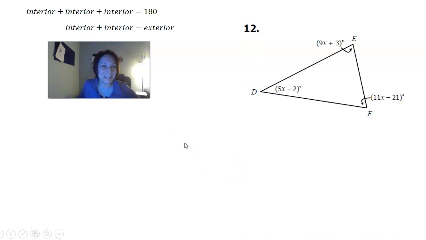are our two shell equations, right? Maybe I'm going to add the three interiors and make them equal 180. Maybe I'm going to do interior and interior to equal exterior. Let's find out. Let's take a look at our first triangle. If my computer will cooperate and not embarrass me. It only took 15 clicks.